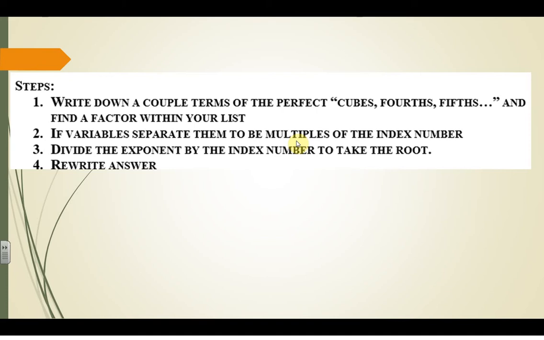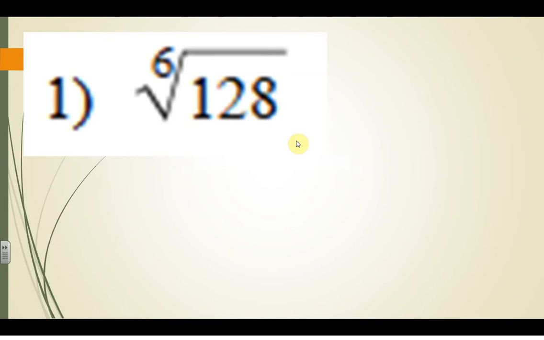But if you struggle at that, my advice is immediately write down a few so you know which factors you're looking for. Now, if you have variables, separate them into multiples of the index number. Just like when we did the index of 2, you could divide by 2. If it's an index of 3, you divide by 3. So divide the exponent, rewrite your answer. So let's do a few examples.